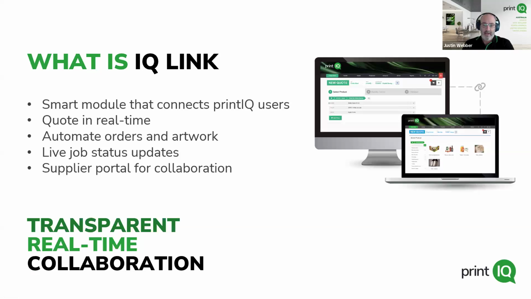So what is Link? Link is the smarts behind the scenes that connects the IQ users. You can quote in real time, so you're not having to wait for an outsource partner to get back to you. You can just log on through IQ and get your quote in real time, and quote quicker to the customer. You can automate the outsourcing, so the orders and artwork go through once you've decided on who that outsource partner is going to be. And you can receive live status updates from that supplier, so at all times you know where that job is at.